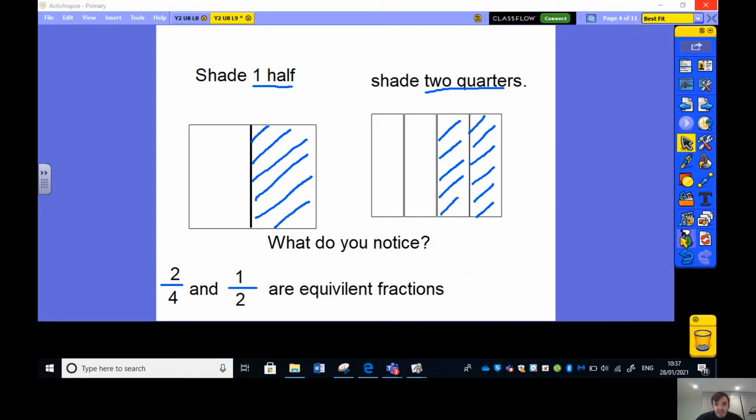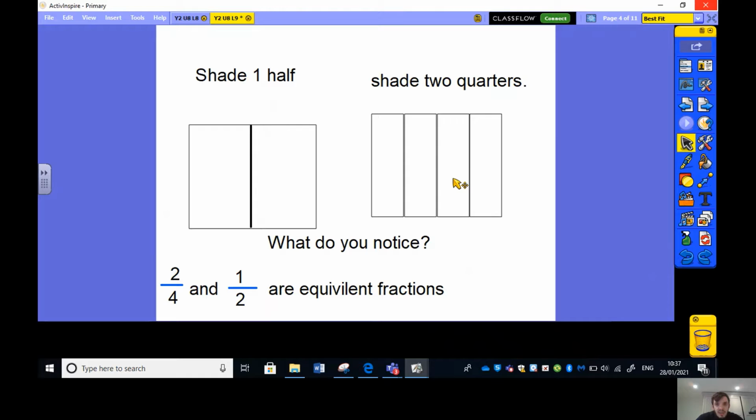And then if I look here, if I was to transfer these 2/4 onto my half, it is a perfect fit. What that means is if Mr. Wernick ate half of a cake and Miss Head ate 2/4 of the same size cake, we've eaten the same amount because 2/4 and 1/2 are equivalent fractions. Equivalent fractions. Let me show you another way.